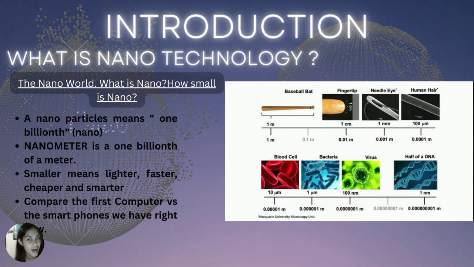So we already have an idea of what the nano world is, and comparing that to nanotechnology, we have a hint of how small nanotechnology is. It is so small that we cannot see it with our naked eye. In the third bullet, nanotechnology means things that are very small, which means lighter, faster, cheaper and smarter.